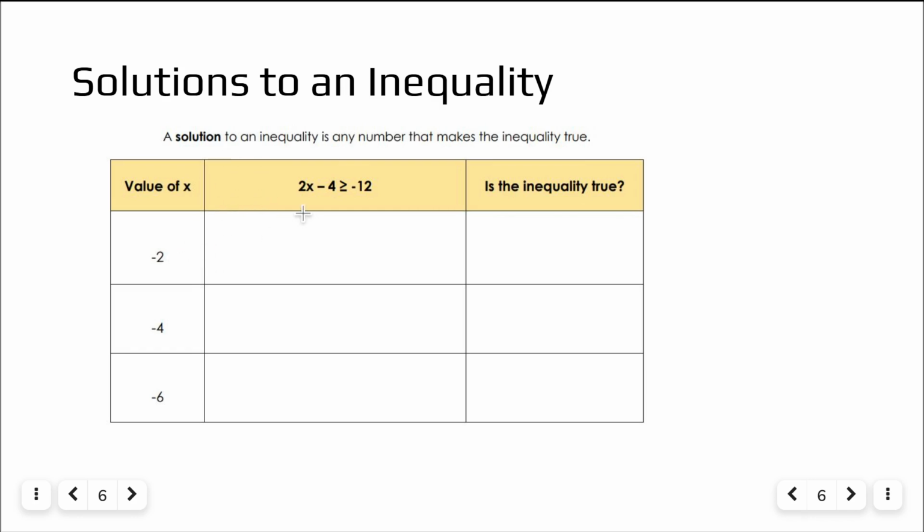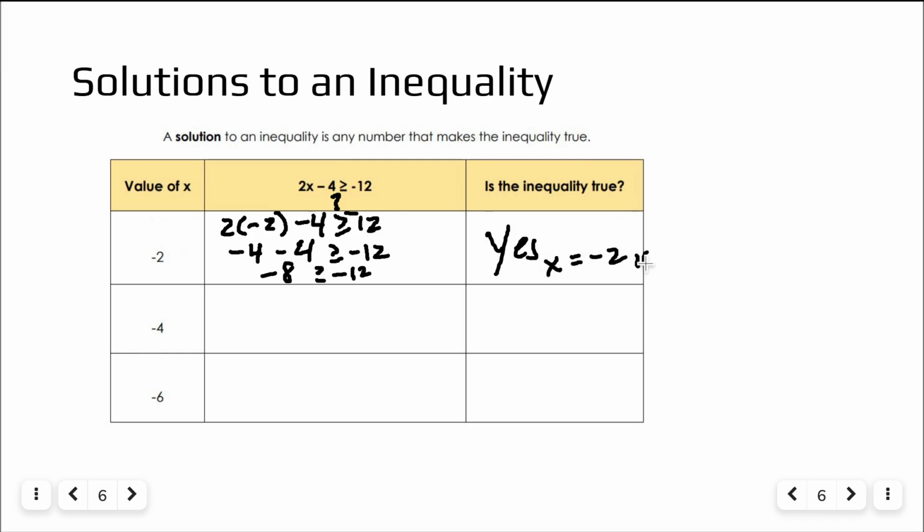So if x is negative 2, does it make the inequality true? Well, let's take negative 2. We'll substitute it in for x. And we're really asking ourselves a question if that's true. So that's negative 4 minus 4. That's negative 8. This says negative 8 is greater than or equal to negative 12. Yes, it is. Negative 8 is closer to 0 than negative 12. So that means x equals negative 2 is a solution.